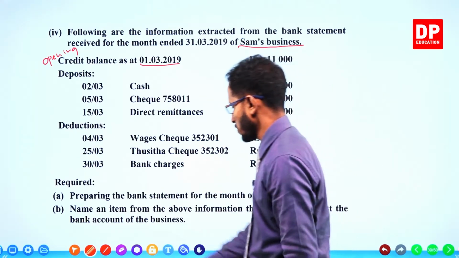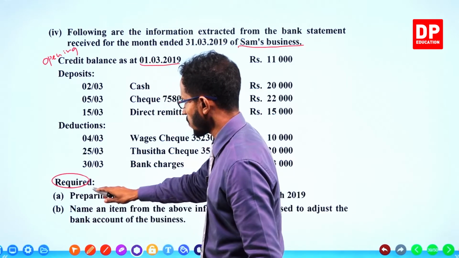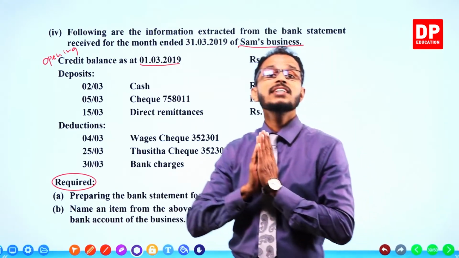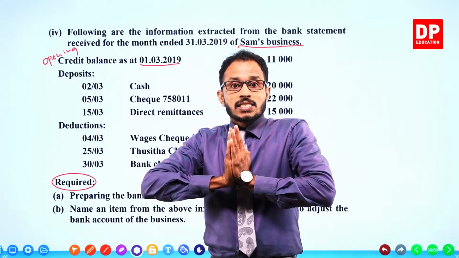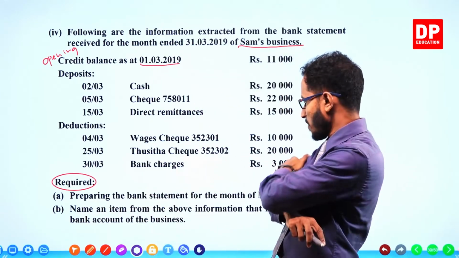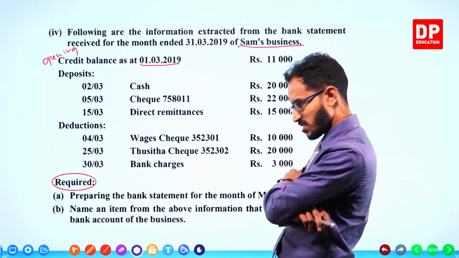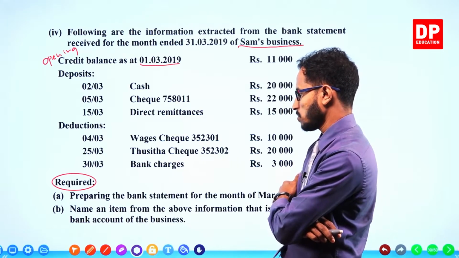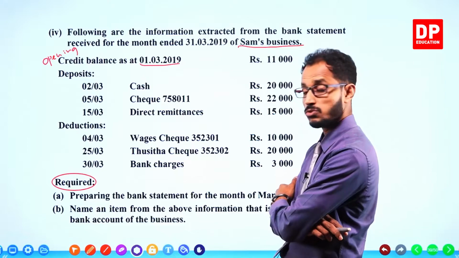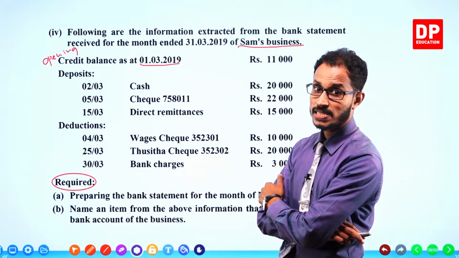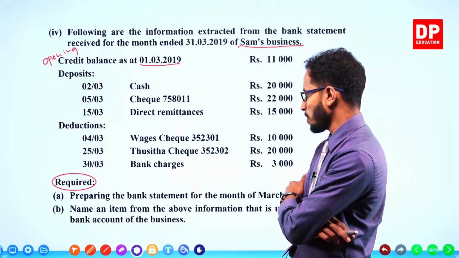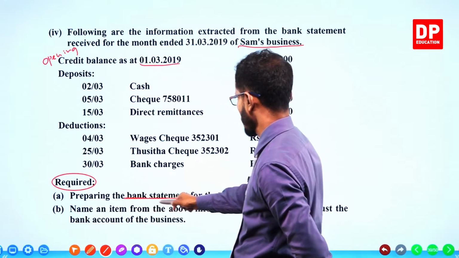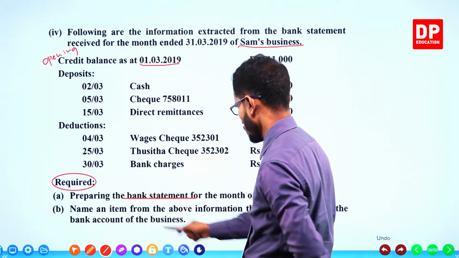Wow, what do we have to do here? What is required to do? Preparing the bank statement for the month of March. You have to prepare the bank statement, not the bank reconciliation statement. Now, this is something different. Normally, we get to prepare the bank reconciliation, right? But here, we have to prepare the bank statement.